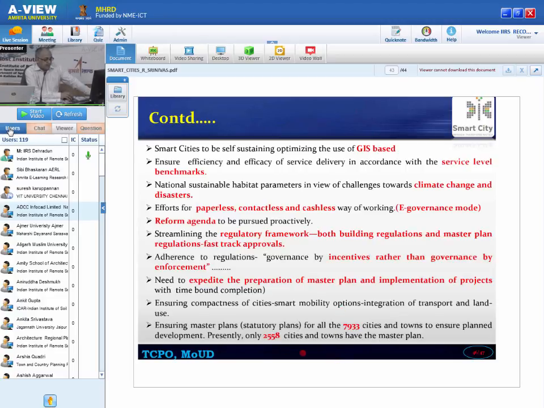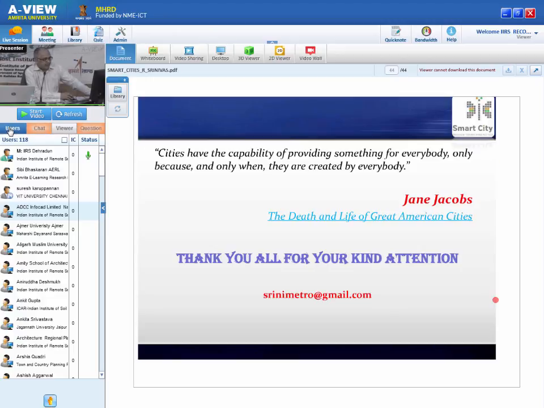Now another challenge will be, of course, smart cities. All the 98 cities have master plans, but for your information, I have made this sentence: out of 7933 towns, we have only 2558 cities having master plans. So in another 5 years we expect that at least 4041 statutory towns must have master plans.